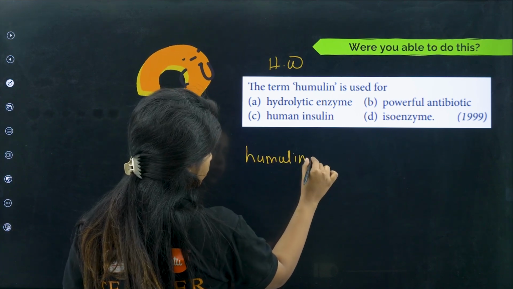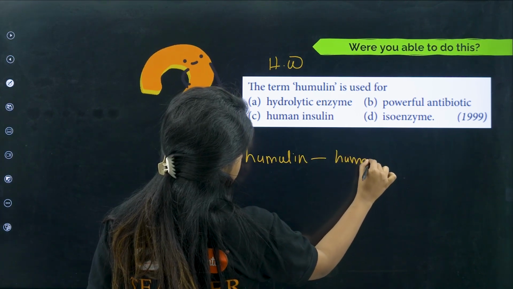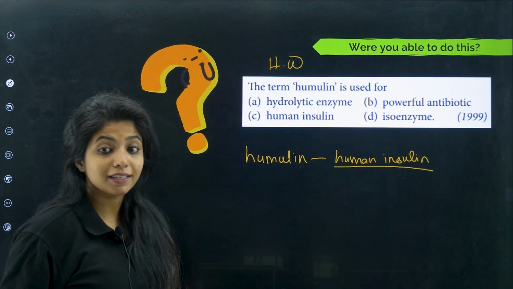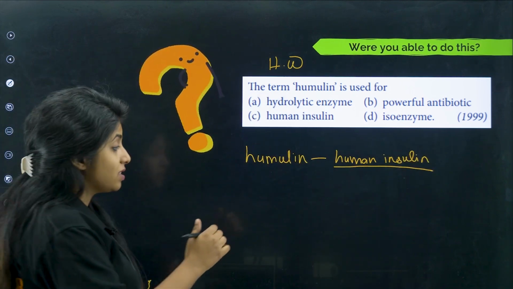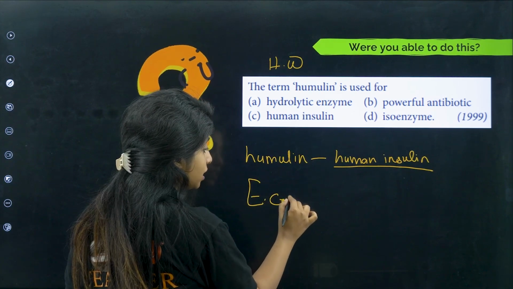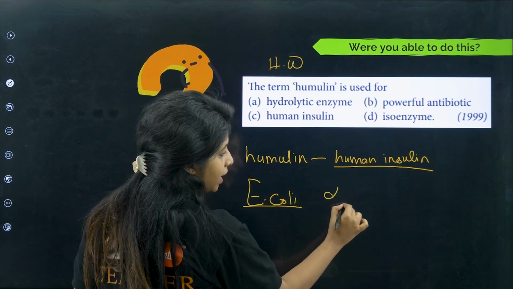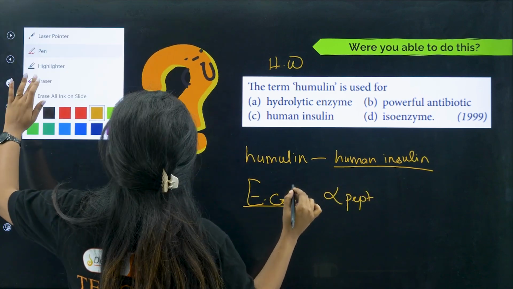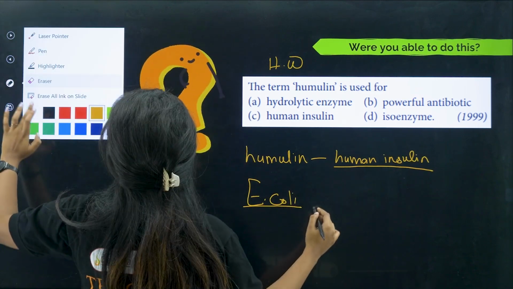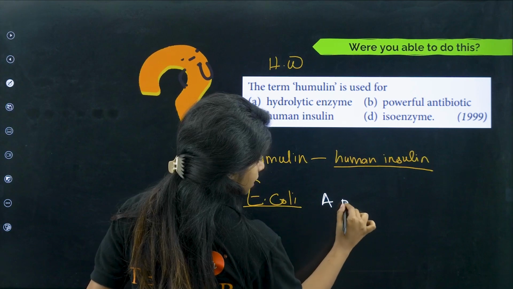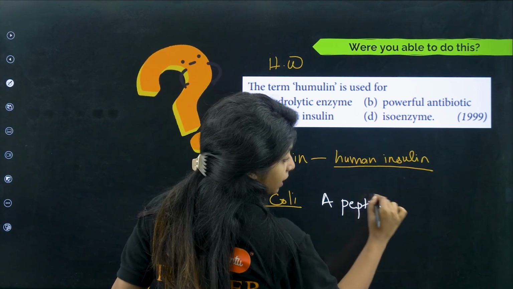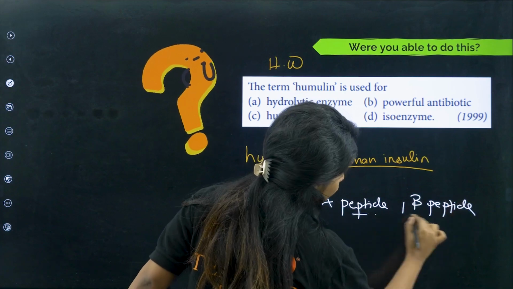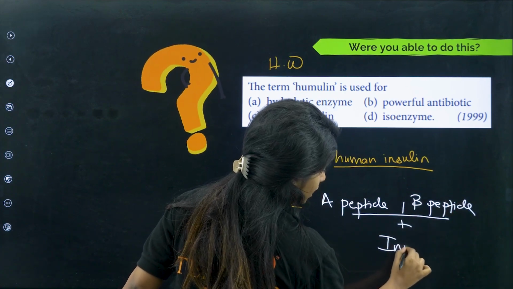Basically, humulin stands for human insulin, my dear children, and it was being produced not in the humans but in a transgenic organism, that is E. coli. So, in E. coli, the gene for making A peptide, this is a peptide, and B peptide, this is again another peptide. When both of them come together, you get insulin.